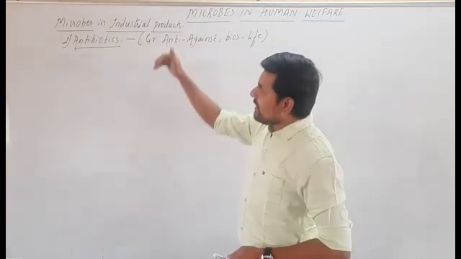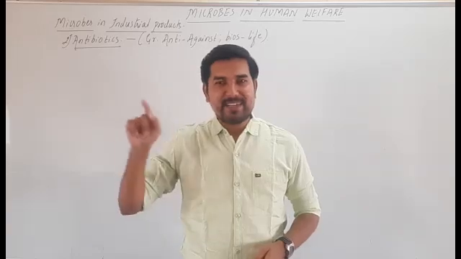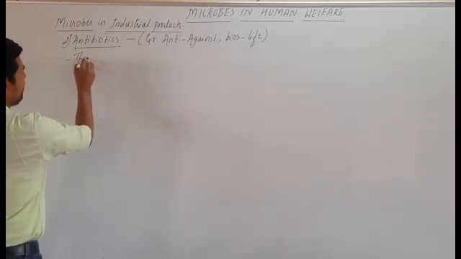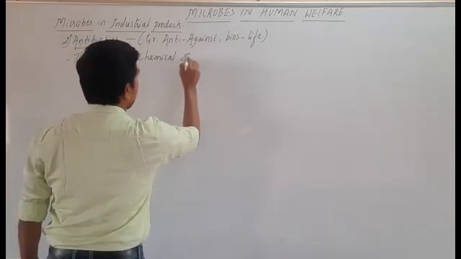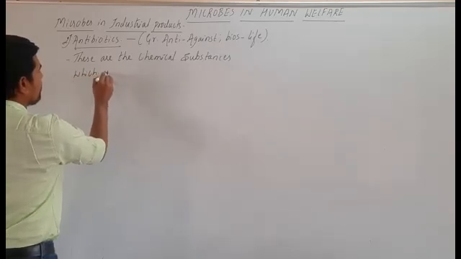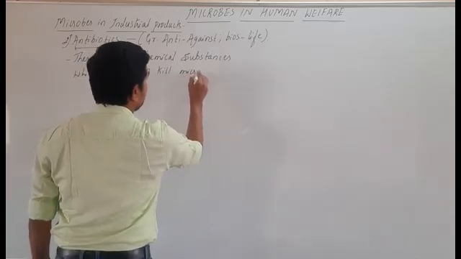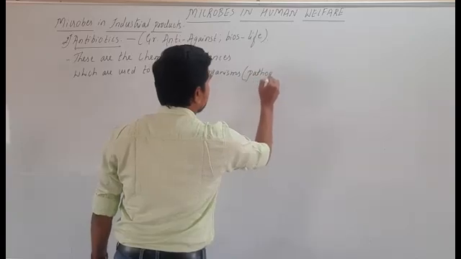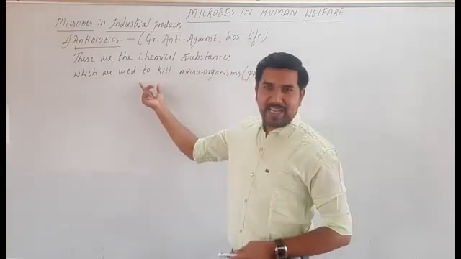Now, how can we define antibiotics? Antibiotics are the chemical substances that are used to kill the microorganisms. So antibiotics can be defined as chemical substances which are used to kill microorganisms, or let us call them pathogens. So this is the definition of antibiotics.